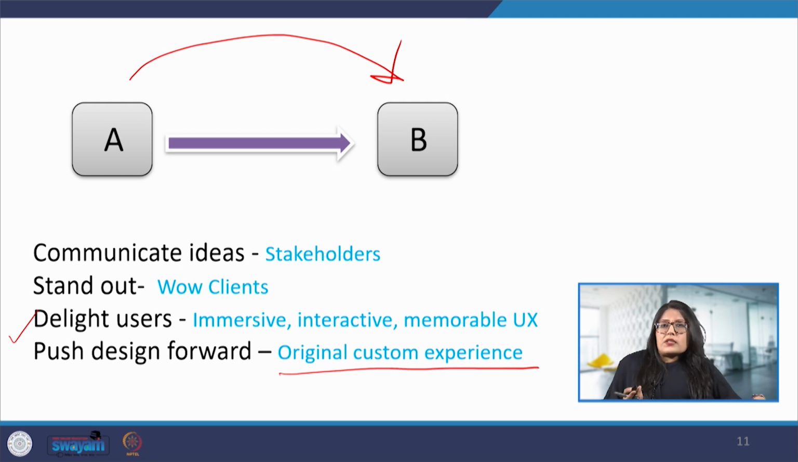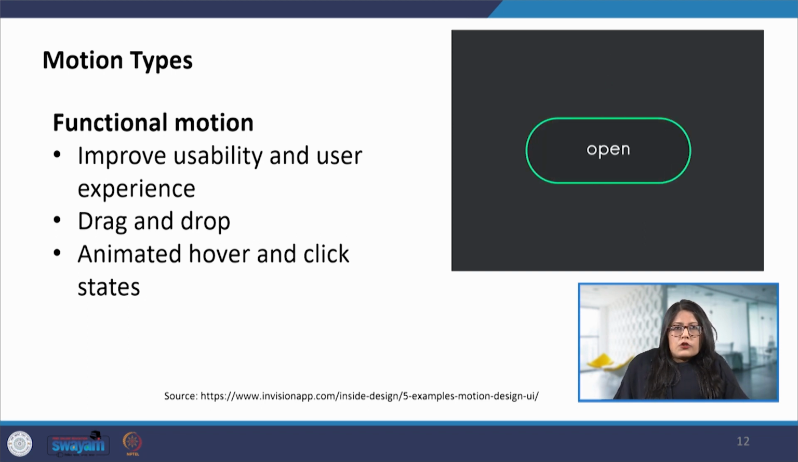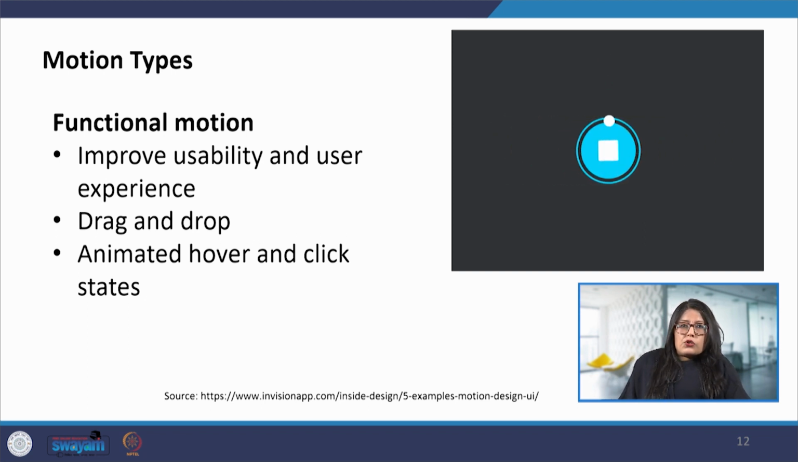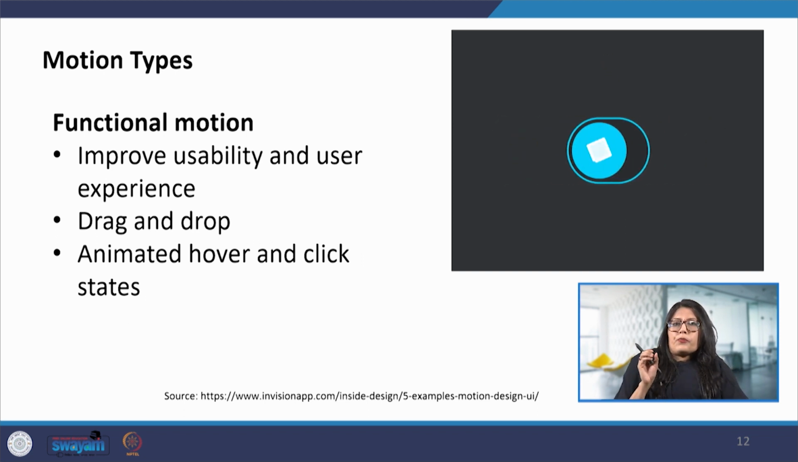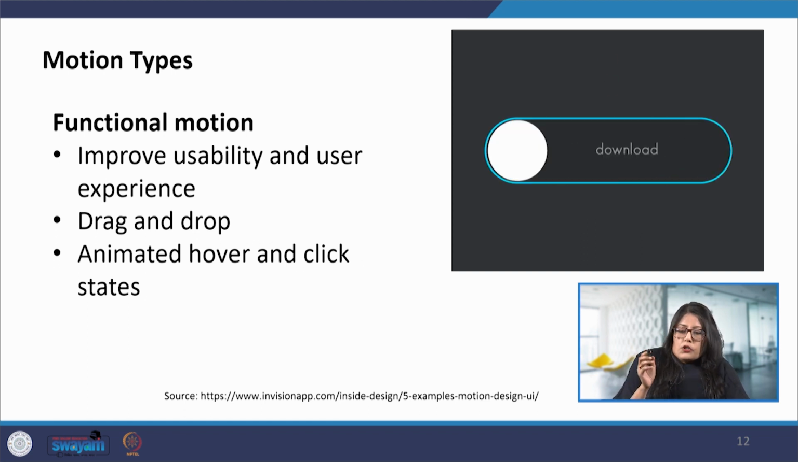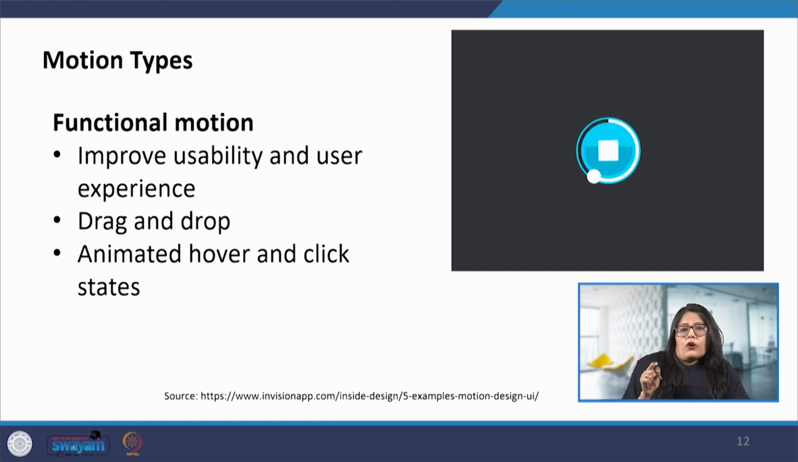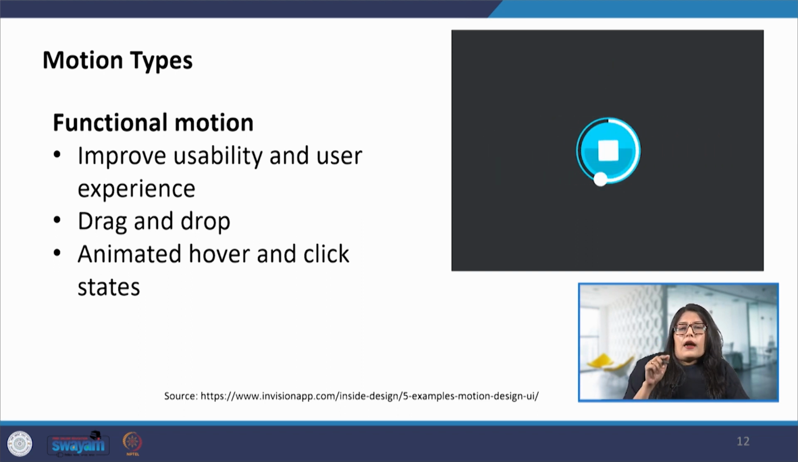So all those things also we will discuss. Now let us see some of the motion types. So the first is the functional motion. So we can see that functional motion allows the user to get something done. So for example, the drag and drop motions, or when we have the hover and then we click.